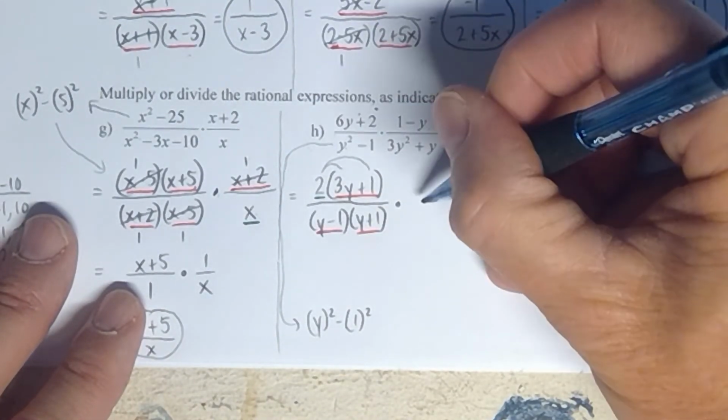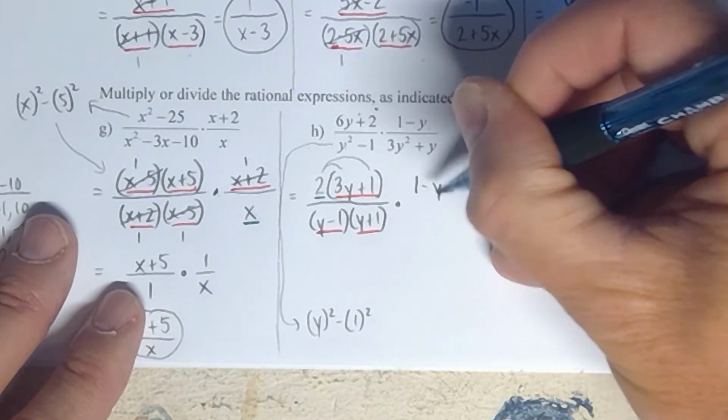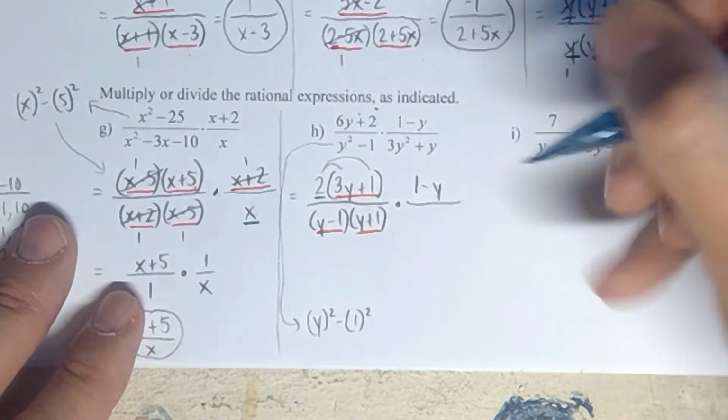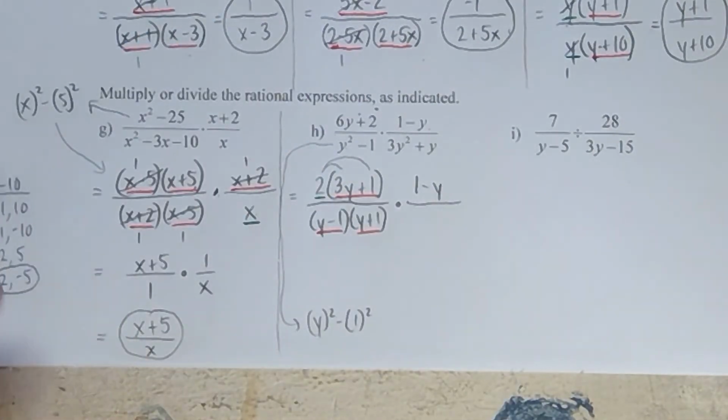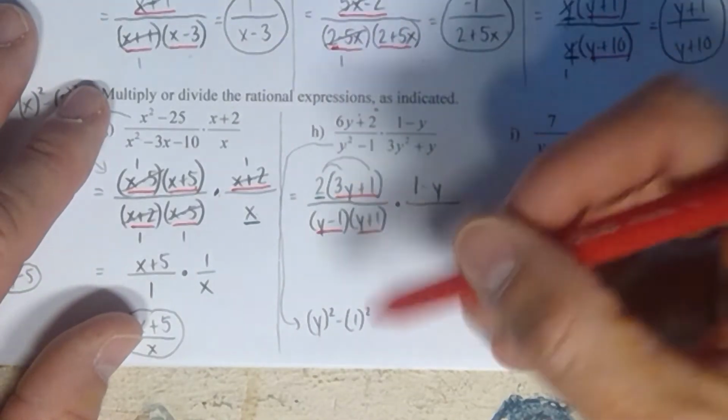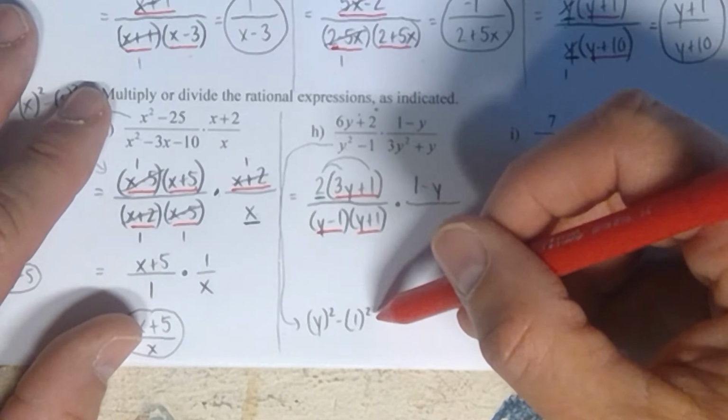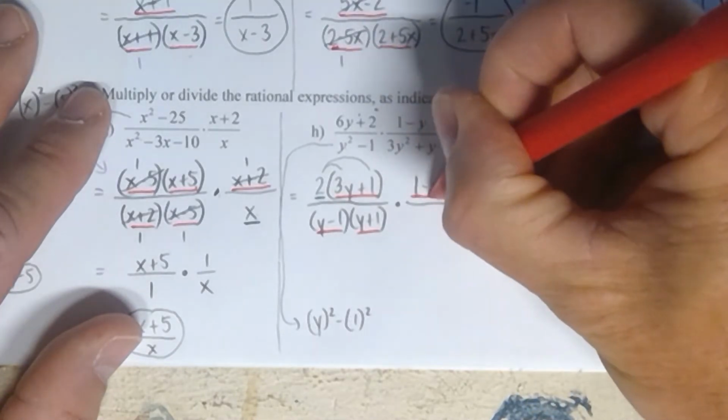1 minus y right here, that's prime. It's prime because the GCF is 1. And it has y to the first power, which means that since it's 2 terms, you can't use the a squared minus b squared formula like we did on this one. So that's just a single red one.